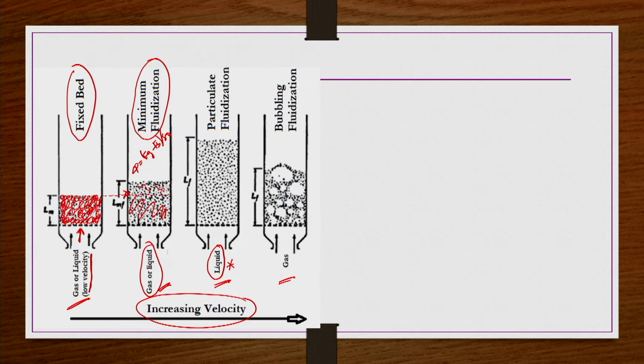What you can see here, whatever the expanded bed at the minimum fluidization condition, the same structure is there here also in the third picture. Exactly the same structure is there, but the expansion is more, right. The uniform expansion is taking place, and the expansion is more, that is the only difference here.